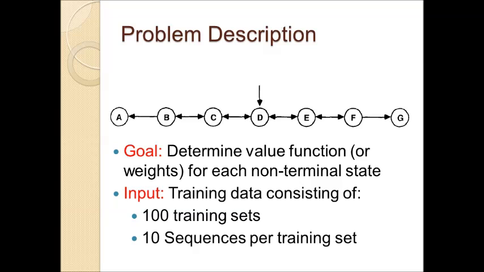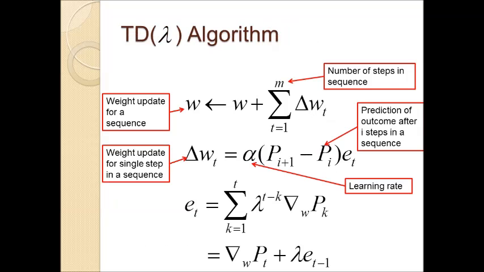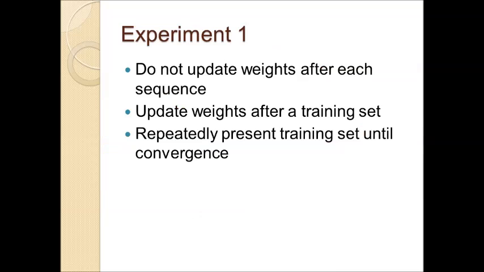To learn the weights, the learning algorithm is provided with training data in the form of 100 training sets, with each training set containing 10 sequences. Shown here is the description of the TD lambda algorithm. The expression over here gives the weight update for an entire sequence, and the expression here gives the weight update for a single step in the sequence.